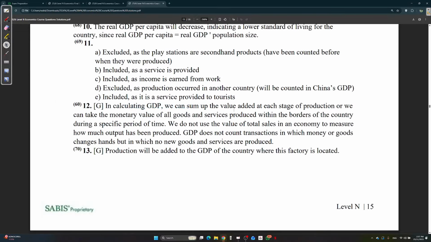So when you calculate the GDP, there are certain ways to calculate it. You can sum up the value of each stage of production, or we take the monetary value of all goods, whatever. It has to be within the borders of the country during a specific period of time. You do not use the value of total sales, whatever, to measure how much output. GDP does not count transactions in which money or goods change hands, but in which no new goods and services are produced. Yeah, so money changes hands, you just don't count it. The main two that are asked are within the borders of the country during a specific period of time. These two, pay attention to them, okay?